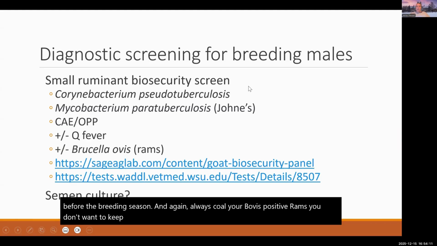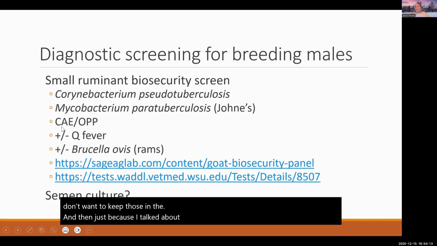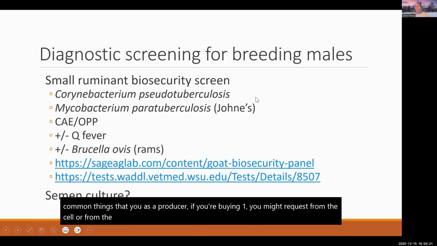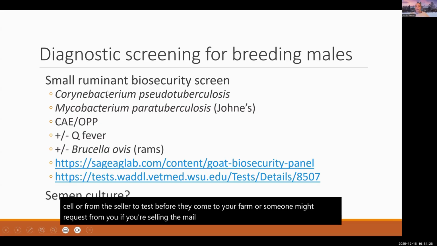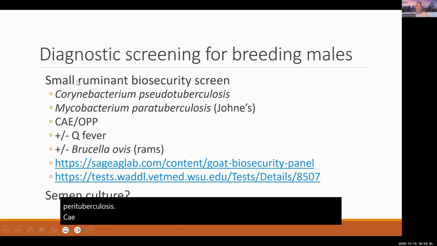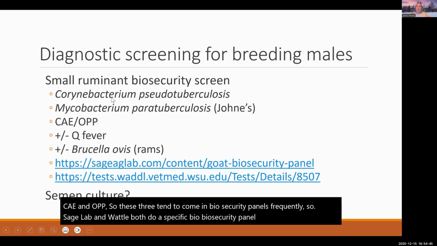And then just because I talked about diagnostic screening, these are some of the common things that you as a producer, if you're buying one, you might request from the seller to test before they come to your farm, or someone might request from you if you're selling the males. So things like CL bacteria, which is the Corynebacterium pseudotuberculosis, Johne's disease, which is Mycobacterium paratuberculosis, CAE, and OPP. So these three tend to come in biosecurity panels frequently. So Sage Lab and Wattle both do a specific biosecurity panel that covers all three of these.